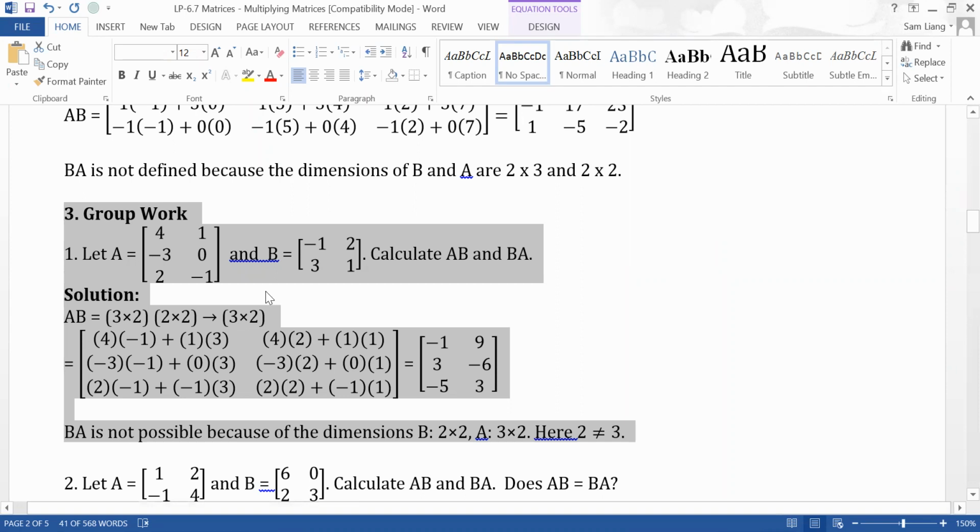Last thing I wanted to mention regarding this lesson is note that matrix multiplication is not commutative. So in other words, AB does not necessarily equal BA, as we see in this example. AB is defined, but BA is not possible. Whereas regular numbers are commutative, like 3 times 4 is equal to 4 times 3, they both equal 12. So matrix multiplication is a different system, so it's not commutative.